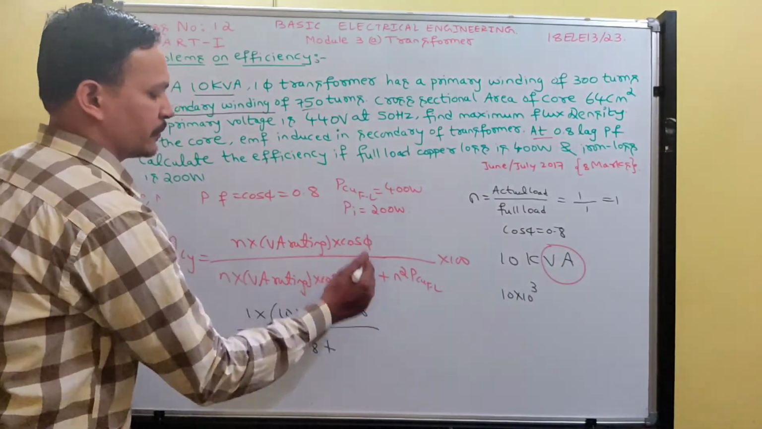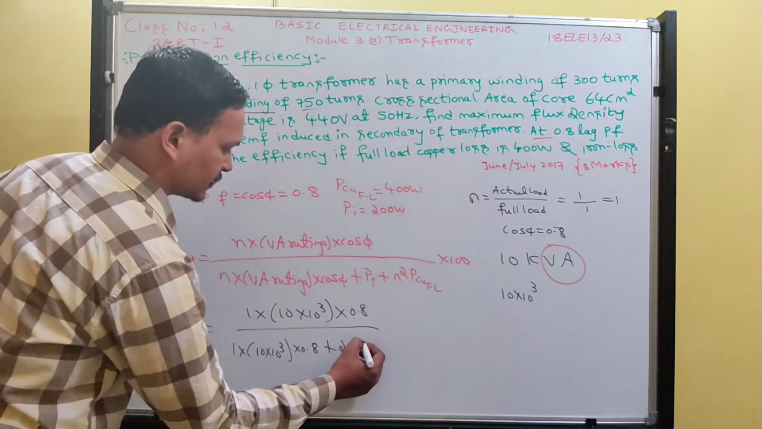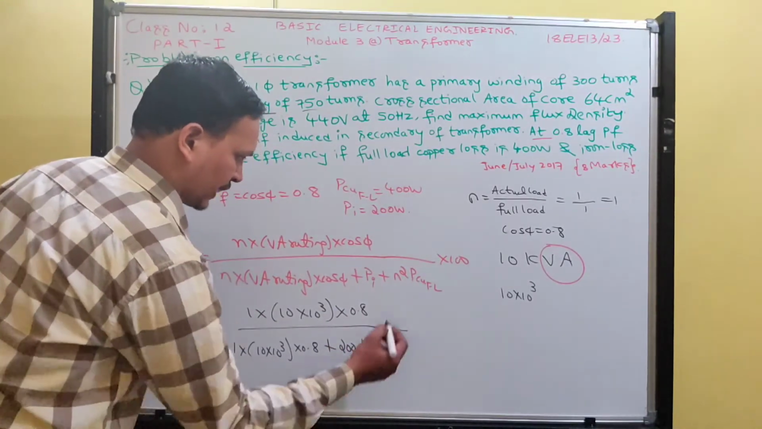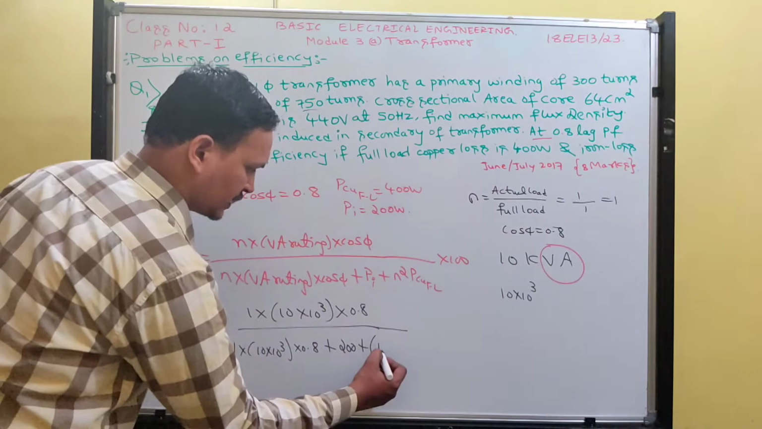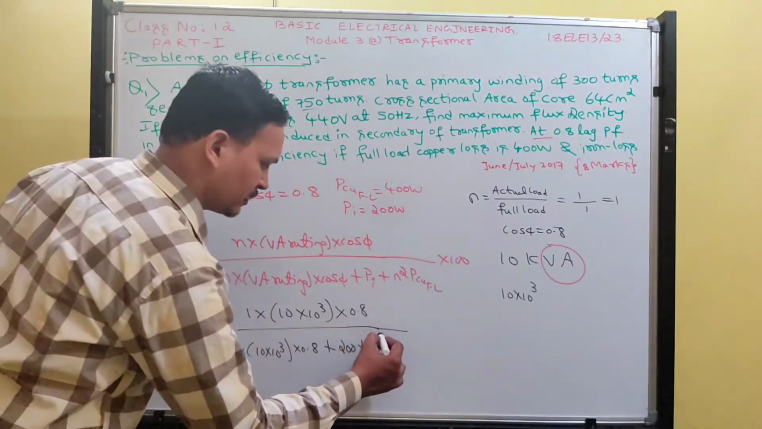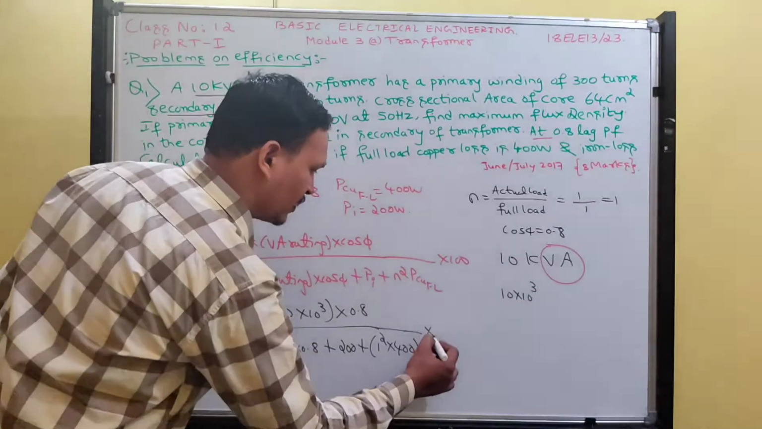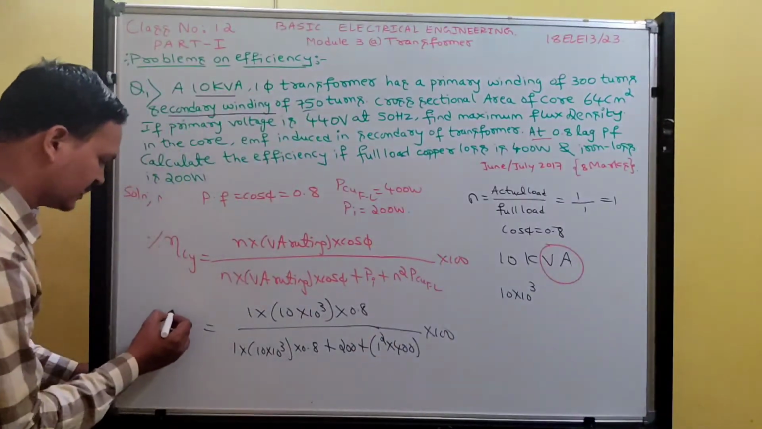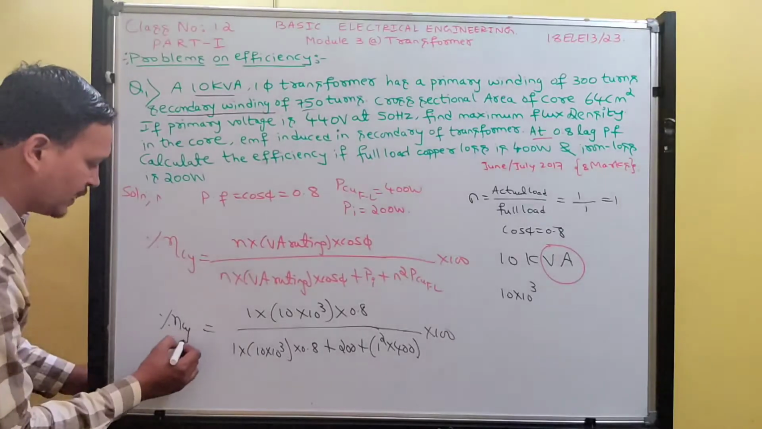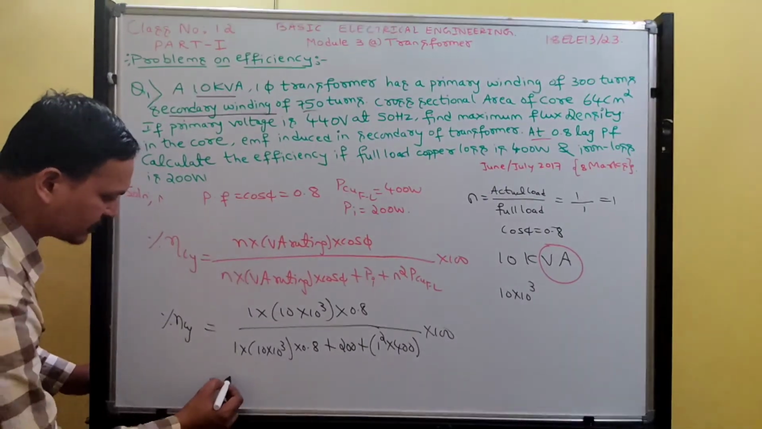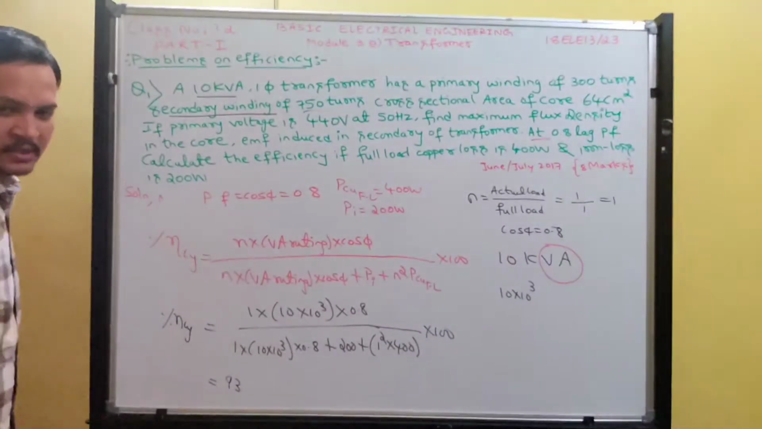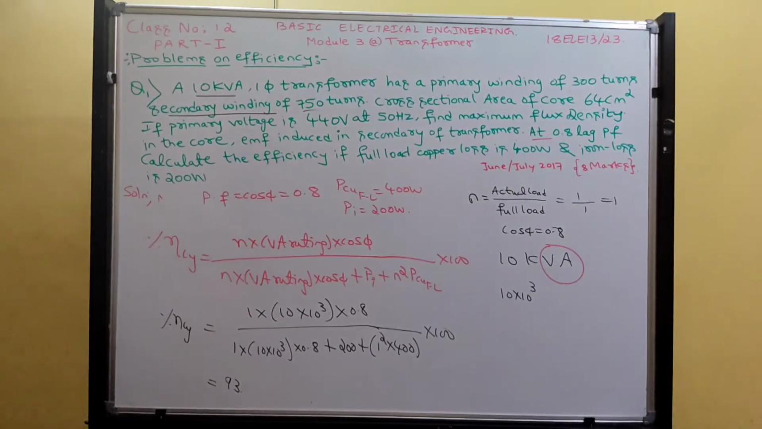What is iron loss given in the problem? 200 watts plus open bracket N square full load. N is how much at full load? N is 1, so 1 square into full load copper loss, which is 400. Now multiply by 100. If you multiply by 100, you will get efficiency. So you will get efficiency answer 93 point.